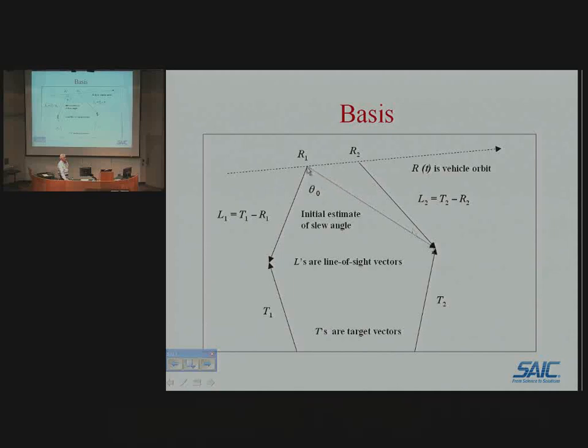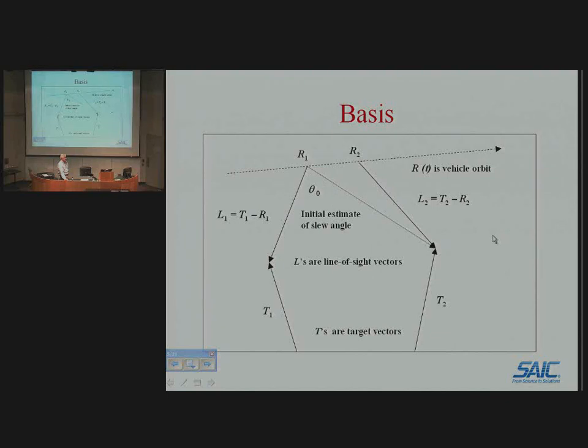The notion here is that at position 1, which was at time 1, we were looking at target 1. And when we reach position 2, at time 2, we will be looking at target 2. The rotation, the angle that we will have rotated through, is approximately the one between that vector and the vector we'd have if we drag this one over here.